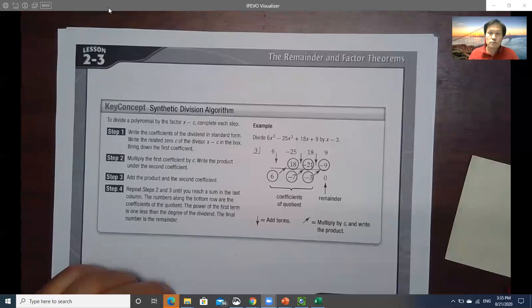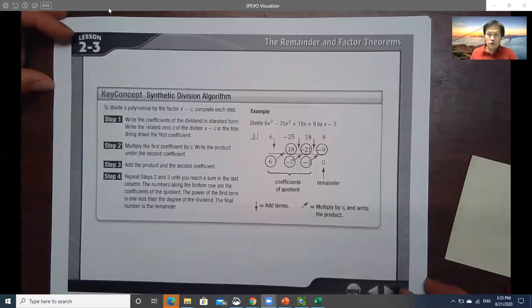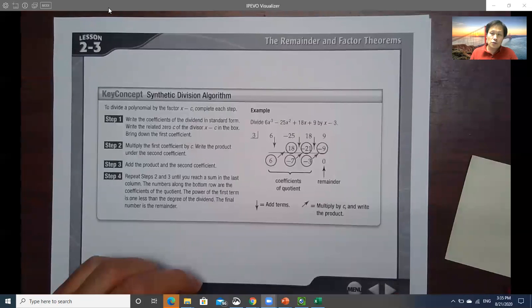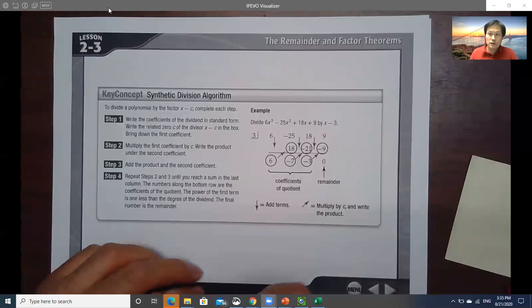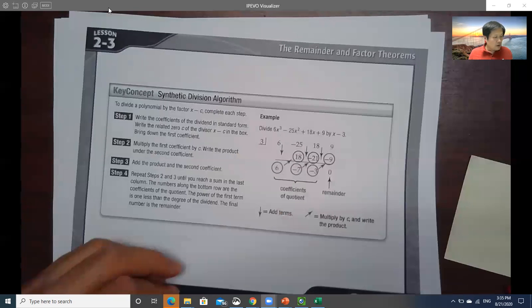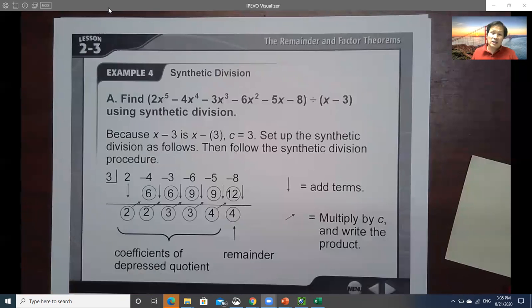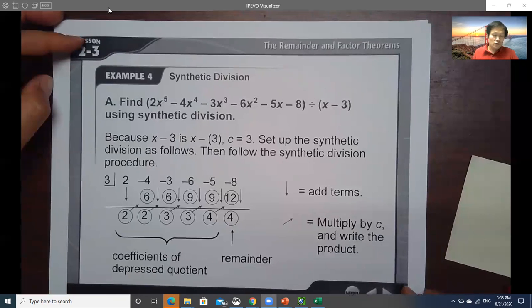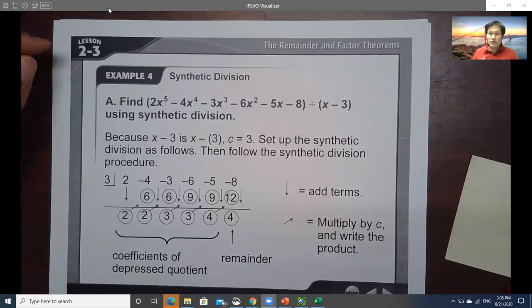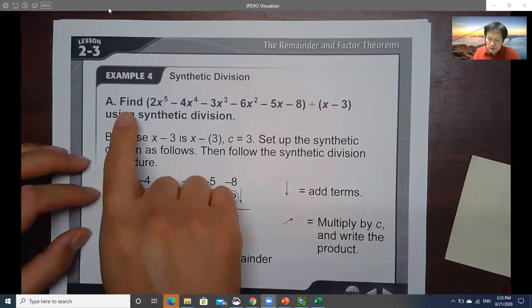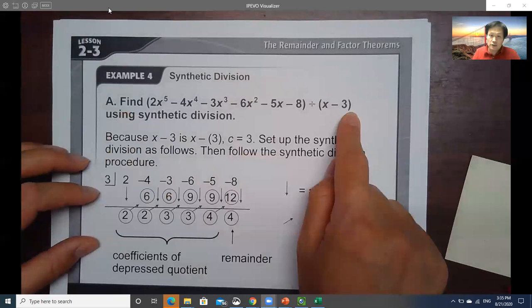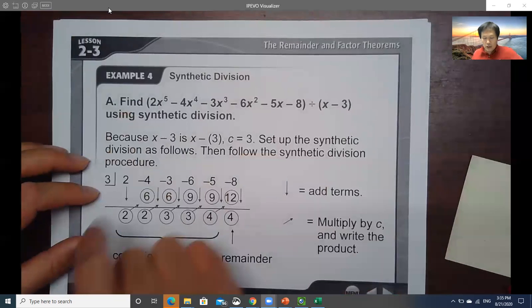Synthetic division. Okay, long division can handle any kind of division. Synthetic division works if the divisor is linear. X has to be first power. It's a limitation, but a lot easier. So I prefer synthetic division over long division. Okay, divide this by this using synthetic division. So let me show you how to set it up.